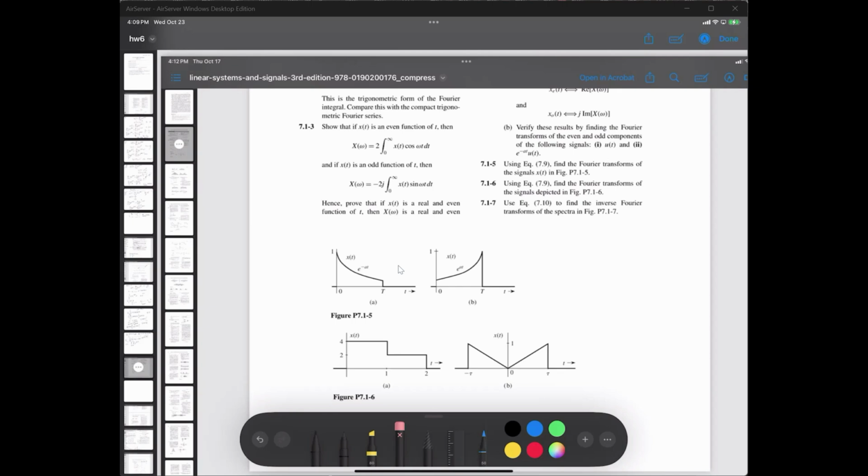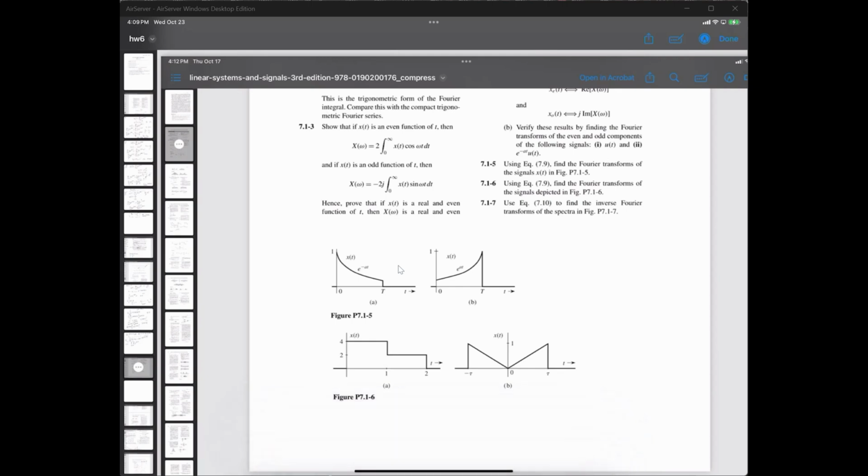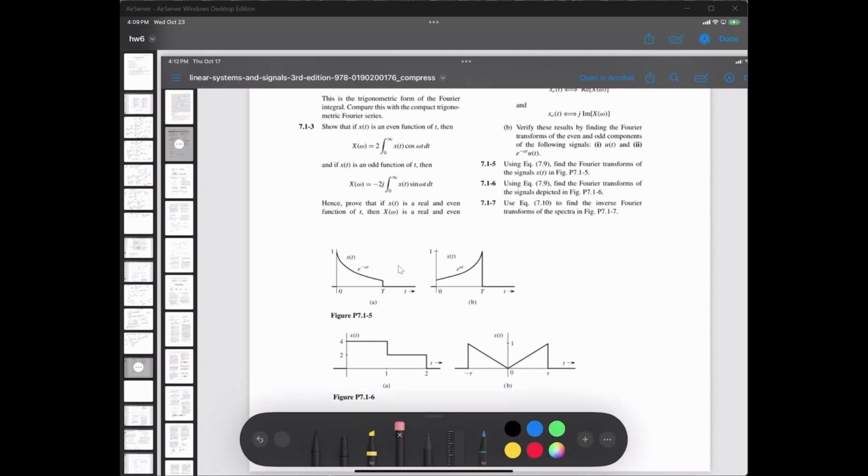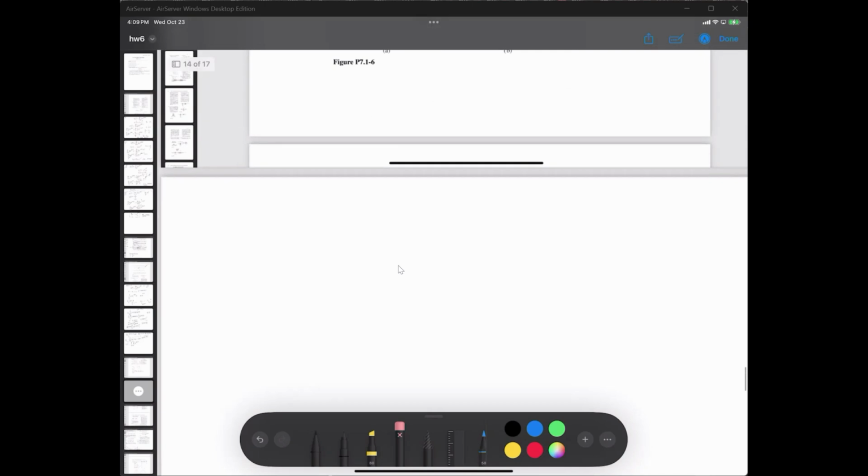Alright, so for this one, for part 7.1-5, this is the third question, I believe. We must find the Fourier transform for the signals x of t in these figures, a and b. So how do we do that? Well, since these functions go from 0 to infinity, whatever that may be, 0 to t, and not from 0 to negative infinity, we can use the basic Fourier transform for said function. So this integral goes from 0 to t.